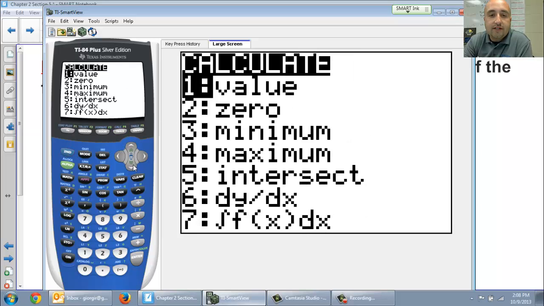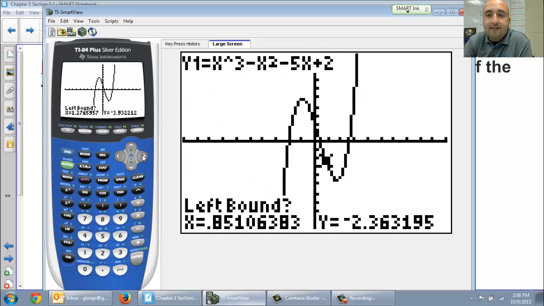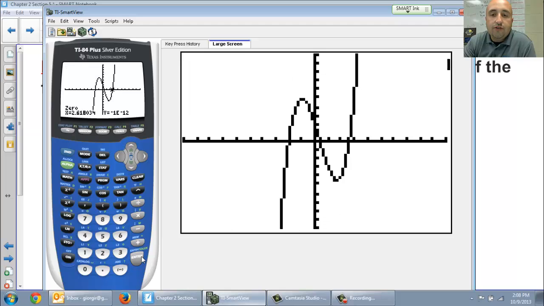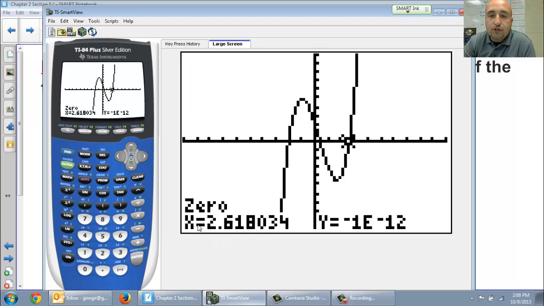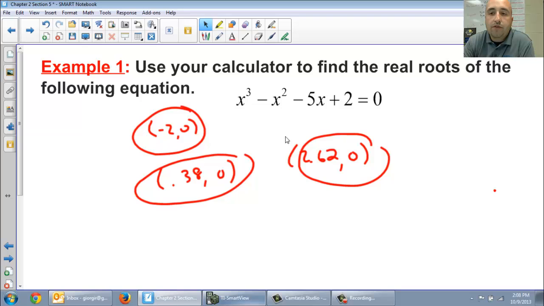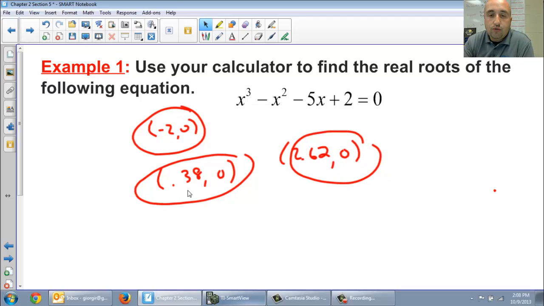So second trace 0, enter. It says left bound now. Left for this one is now below it again. So if I'm below it and I go straight up, I'm to the left of it, if you can see my cursor. So I want to hit enter below it, enter, and then if you're above it, that's to the right now, hit enter, enter again, 2.62, and then remember this e to the negative 12th is 0, so 2.62, comma 0. And there are my three real roots: negative 2, 0.38, and 2.62.